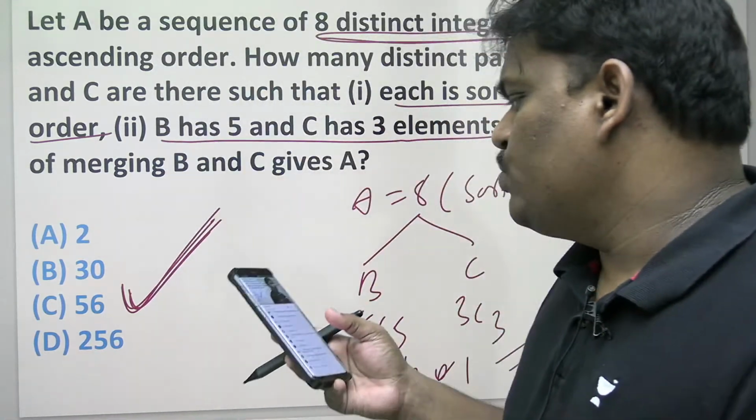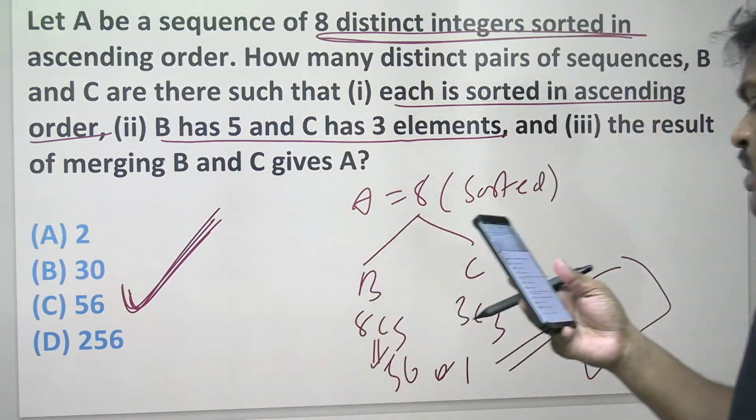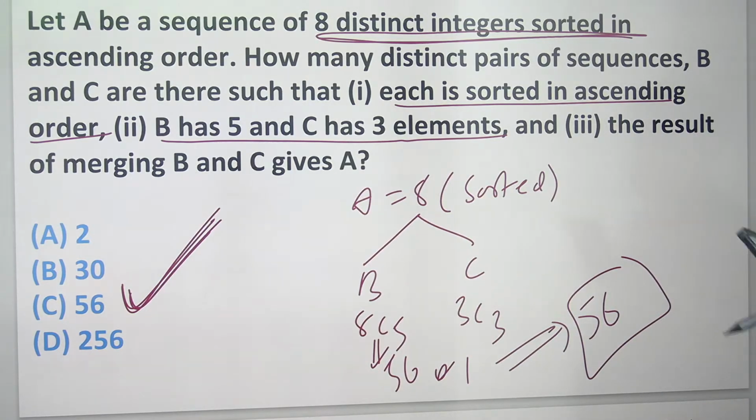Someone is saying, sir, how C? I already explained. See, that is already there on the board. A contains 8 people, sorted. You have to divide A into 2 parts, B and C. B contains 5 people from the A. Remaining people are in the C. Out of 8 selecting 5, 8C5, 56. Right? Out of 3 selecting 3 is 1.